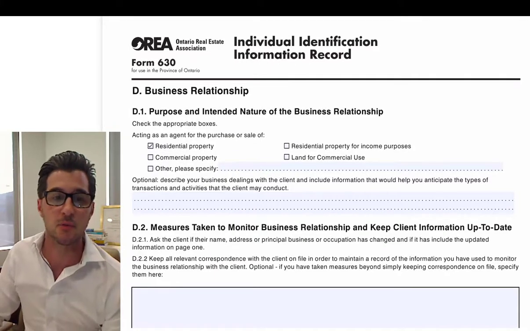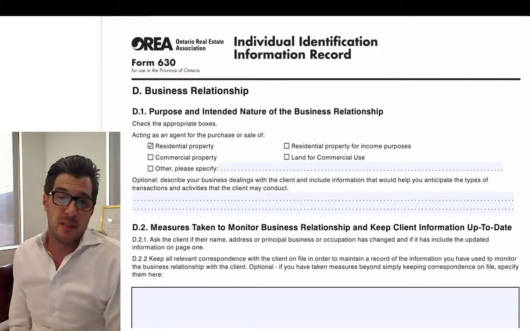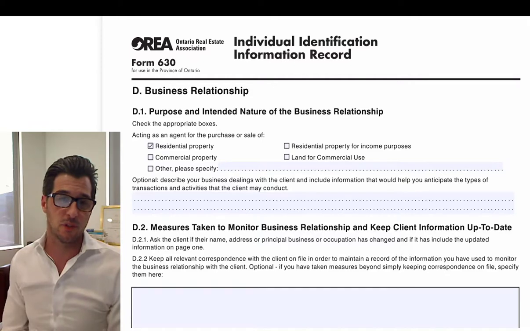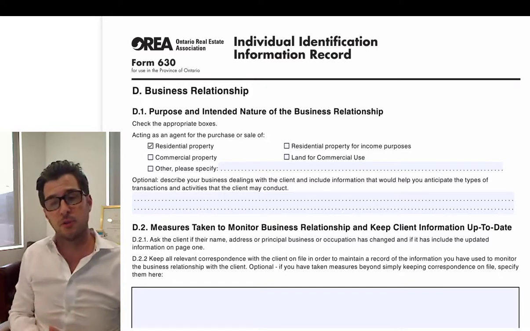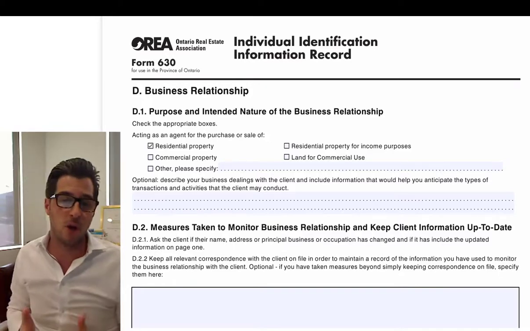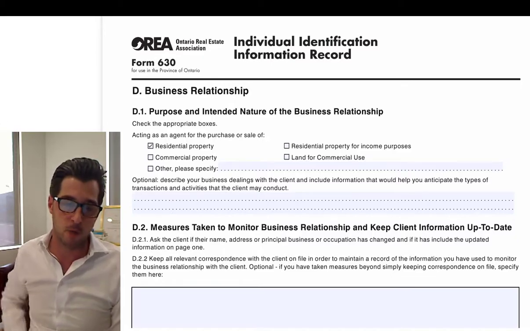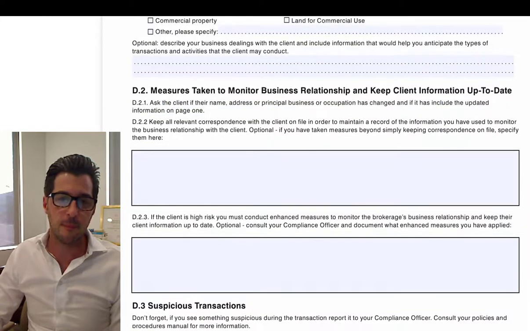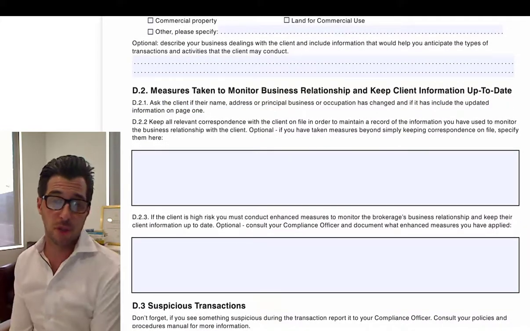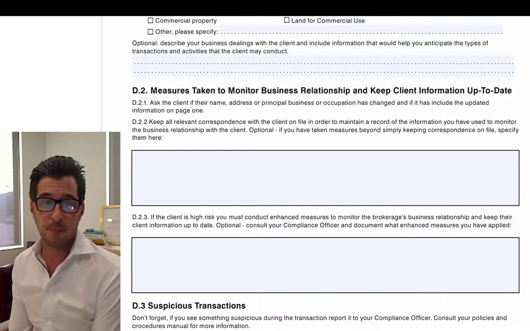Section D, the business relationship. So the purpose and intended nature of the business relationship, just check one of the boxes. Hey, this person's just purchasing a residential property, or this person's purchasing a residential property for income purposes. They want to know, is it commercial, is it land, commercial property, etc. Okay, and the last section here, measures taken to monitor the business relationship and keep client information up to date.